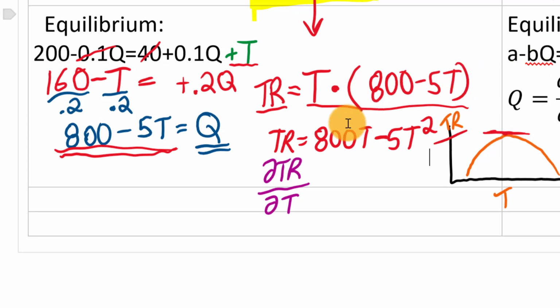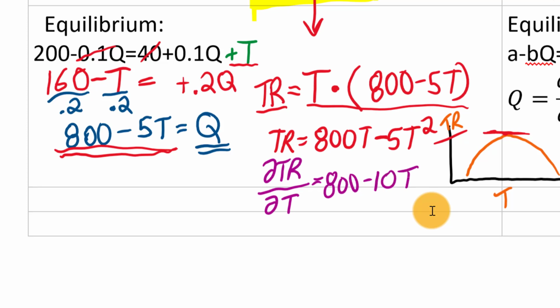So taking the derivative of 800T with respect to T is just going to be 800. And then the derivative of minus 5T squared with respect to T is minus 10T. We're looking to see where that derivative, that slope of the tax revenue function, is equal to 0. And we are going to get that T equals 800 divided by 10, or $80.